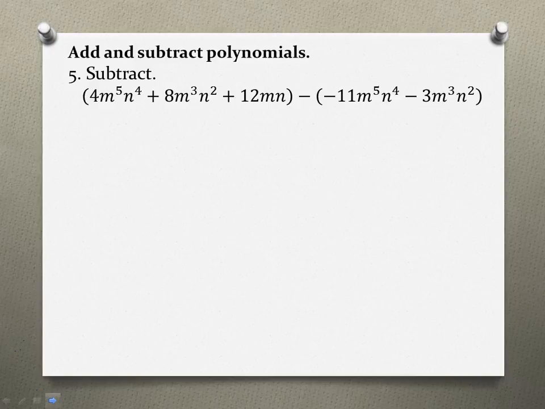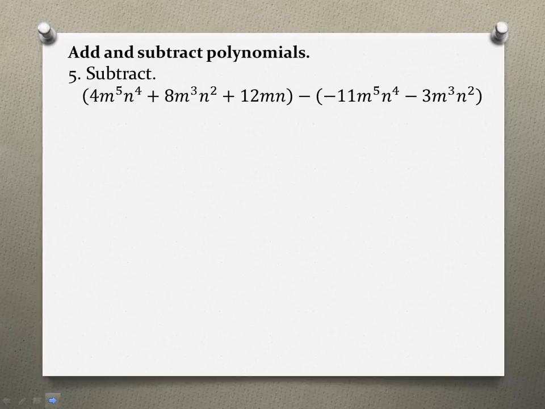Add and subtract polynomials. Problem number 5. Subtract. We have in parentheses 4m to the 5th power n to the 4th plus 8m to the 3rd power n to the 2nd plus 12mn, and then minus, and in the second set we have negative 11m to the 5th power n to the 4th minus 3m to the 3rd n to the 2nd.